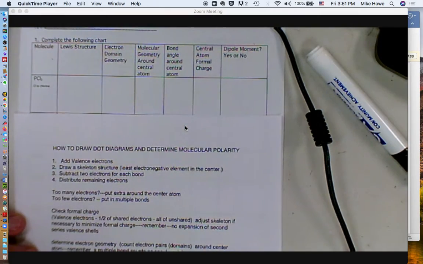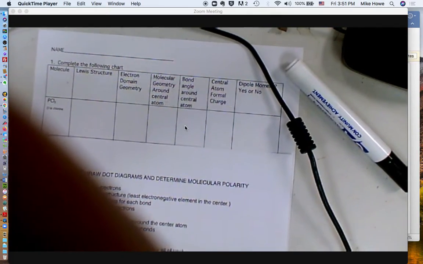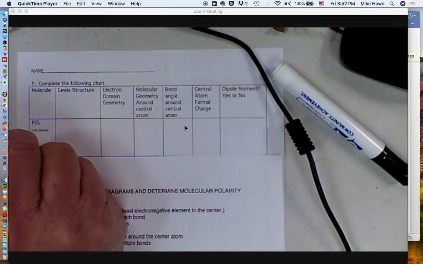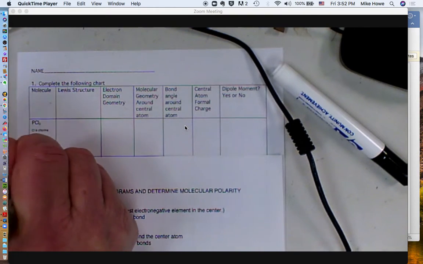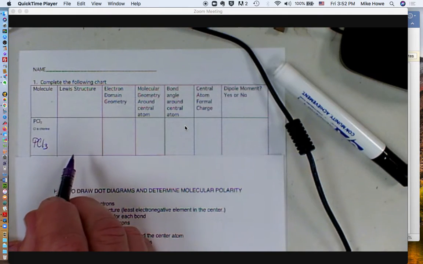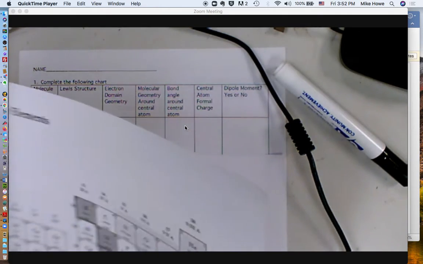The first thing you need to do when you're drawing a dot diagram, and this one is hard to read, for some reason it's kind of out of focus here, but it says PCl3. So the dot diagram we're looking at is PCl3. It turns out that the P and the Cl have their own numbers of valence electrons, and you have to figure out what those electrons are.